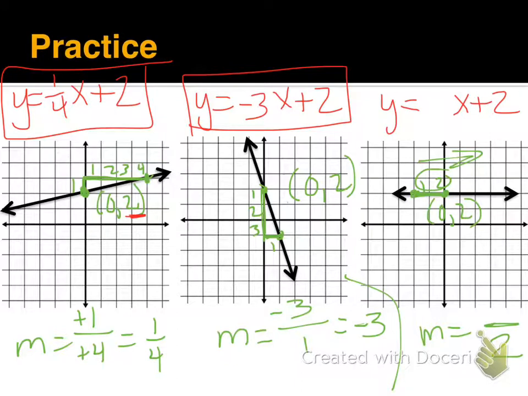Well, I didn't travel up or down. I did not go north or south, so that means it is a 0. So then my slope would be 0, and the equation is y equals 0x plus 2. An even better way would just be y equals 2.